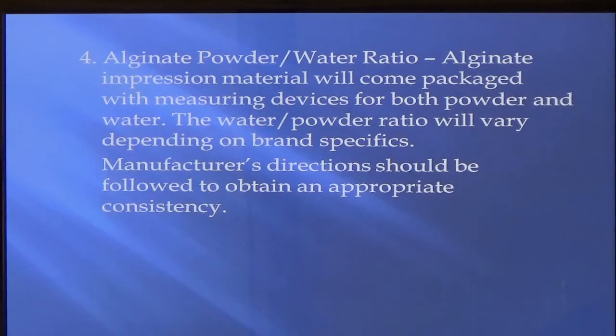We'll find out. Okay, the other thing that affects the set time is the water-powder ratio. Okay, alginate impression material will come packaged with a measuring device for both the powder and the water. So you'll have a little cup for water, and it's divided into 1 scoop, 2 scoops, or 3 scoops, and you fill that to whatever line. If you're mixing 2 scoops, you fill it up to 2 lines. If you're mixing 3 scoops, you fill it up to 3 lines. If you're only mixing 1, to 1. And there's a scoop that will show you how to fill.